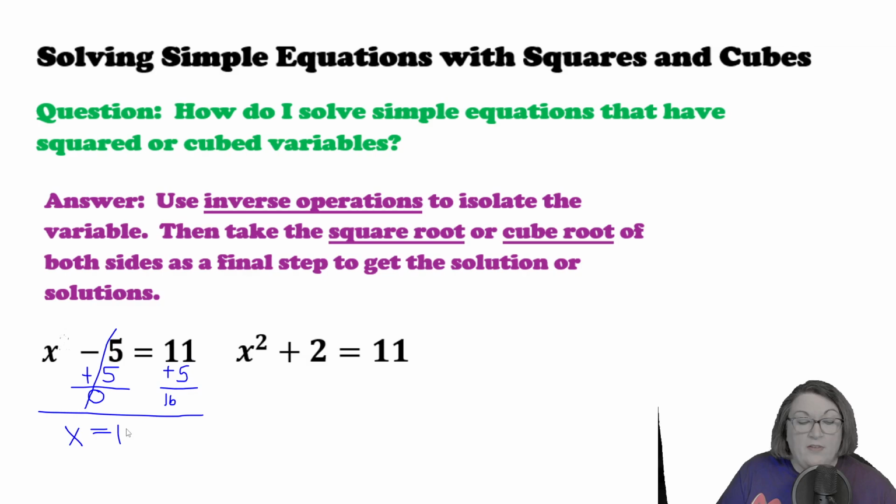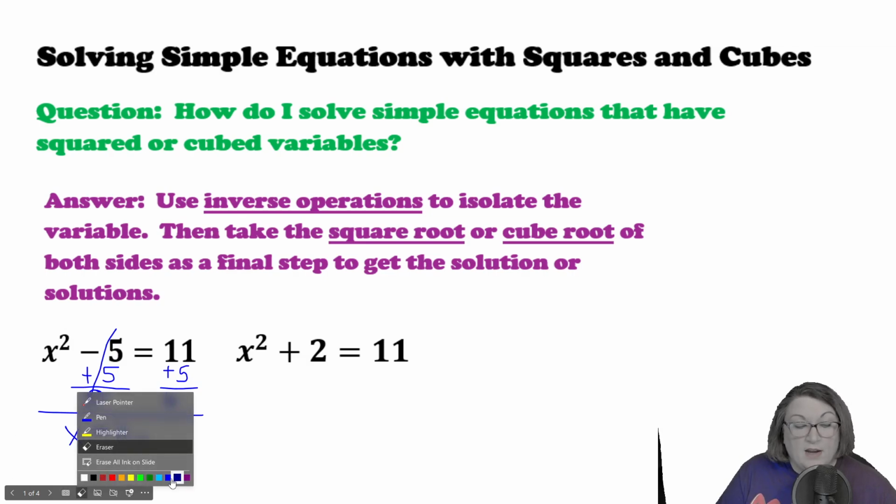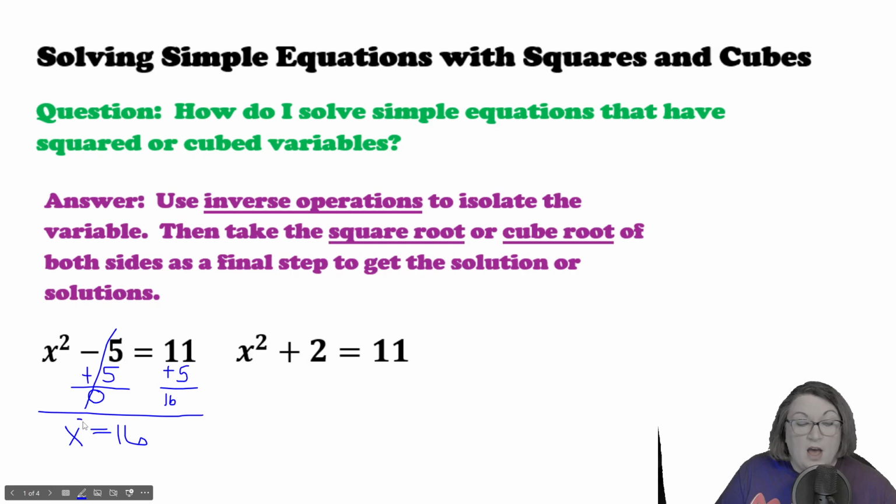Now that we're down to this point, it looks like we're finished, but we're not, because remember we have this little squared up here. So I'm going to go ahead and write it here. The way we get rid of the squared variable is to do the inverse, or the opposite, which is to take the square root of both sides. So I'm going to take the square root of x squared here, and then I'm also going to take the square root of 16.